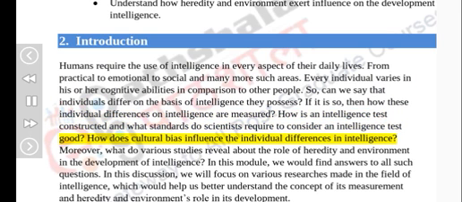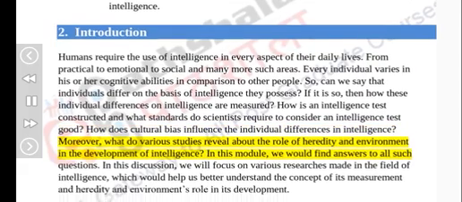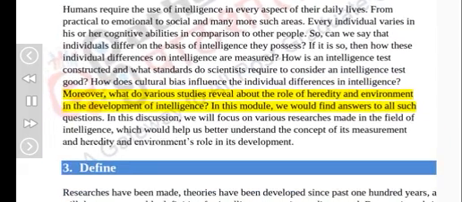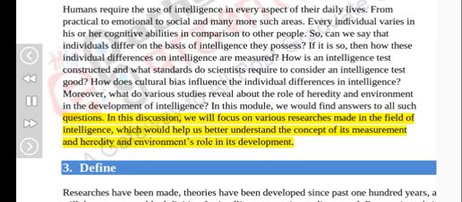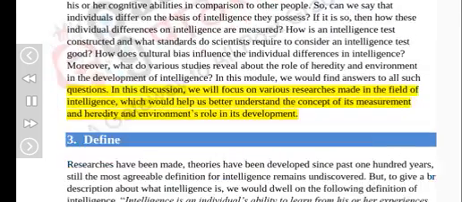How does cultural bias influence the individual differences in intelligence? Moreover, what do various studies reveal about the role of heredity and environment in the development of intelligence? In this module, we would find answers to all such questions. In this discussion, we will focus on various researches made in the field of intelligence, which would help us better understand the concept of its measurement and heredity and environment's role in its development.